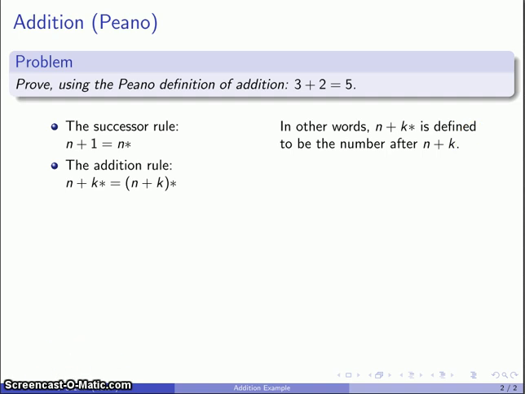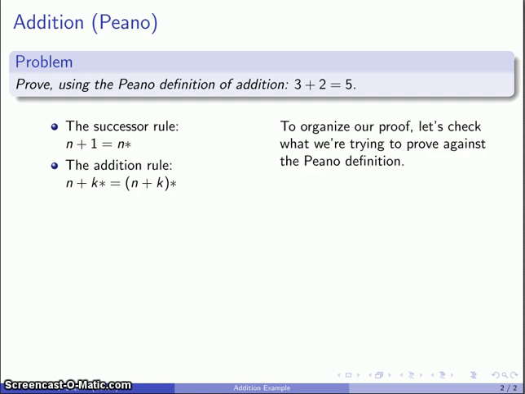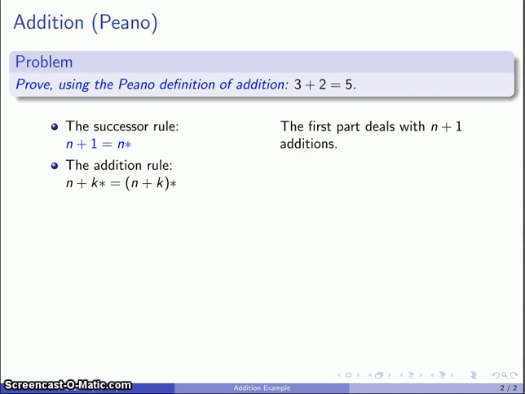Alright, so let's try and organize our proof, and what we can do is compare what we're trying to prove, 3 plus 2 is equal to 5, against our Peano definition of addition. So let's take a look at that. Our first line deals with the additions n plus 1, and so we might notice that we're not actually dealing with an n plus 1 addition. We're adding 2, not 1. So we don't want to start with that first line of the Peano definition of addition.